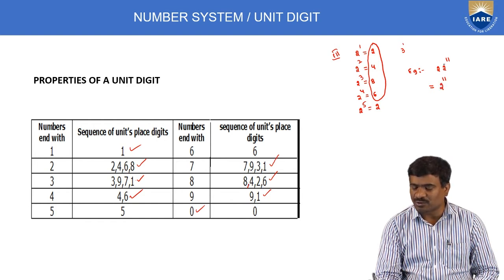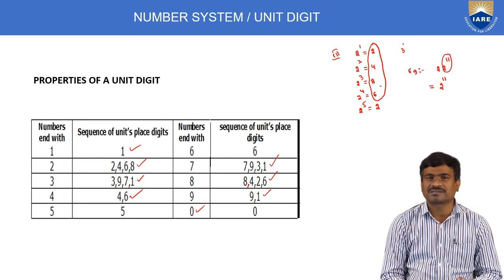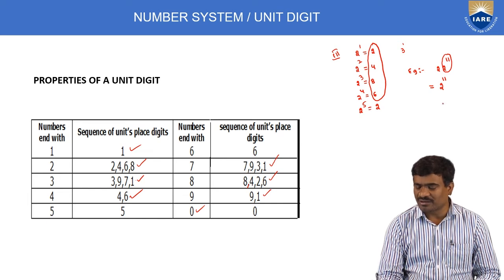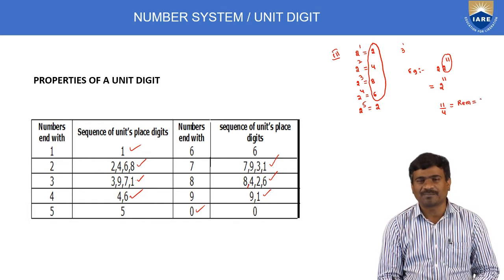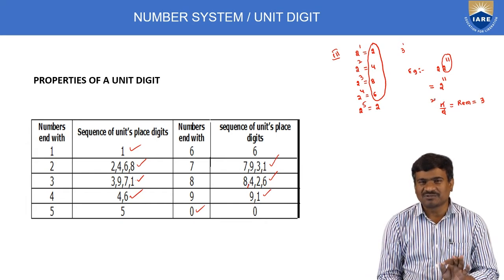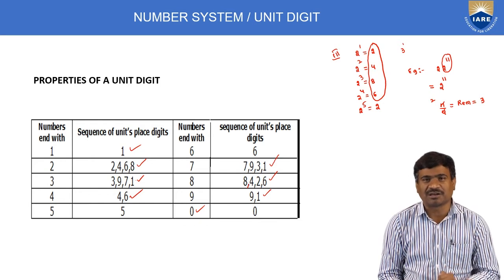Consider the unit digit only. For the 2 property, 4 numbers are cyclically repeated. Then the power is divided by 4. 11 divided by 4, consider only the remainder. The remainder is 3. Here 4 twos are 8, remainder 3.